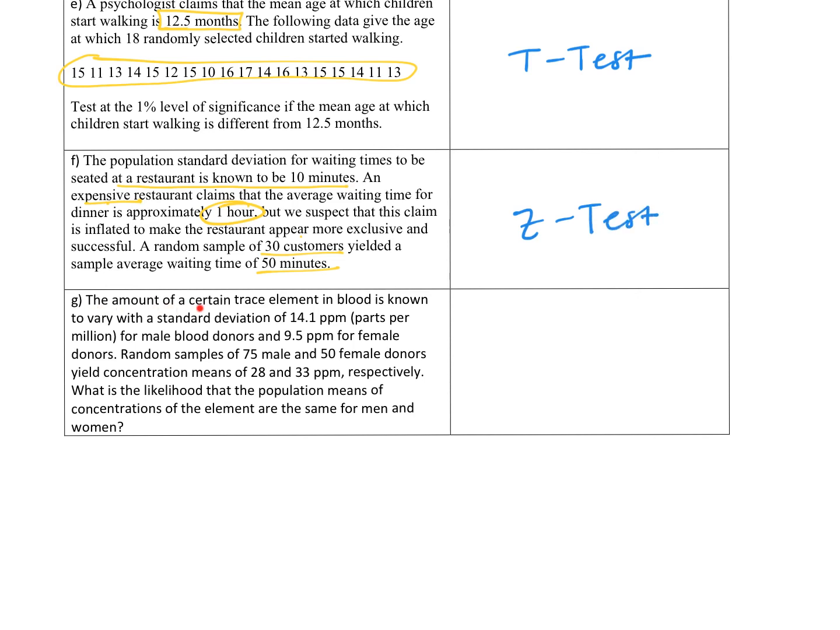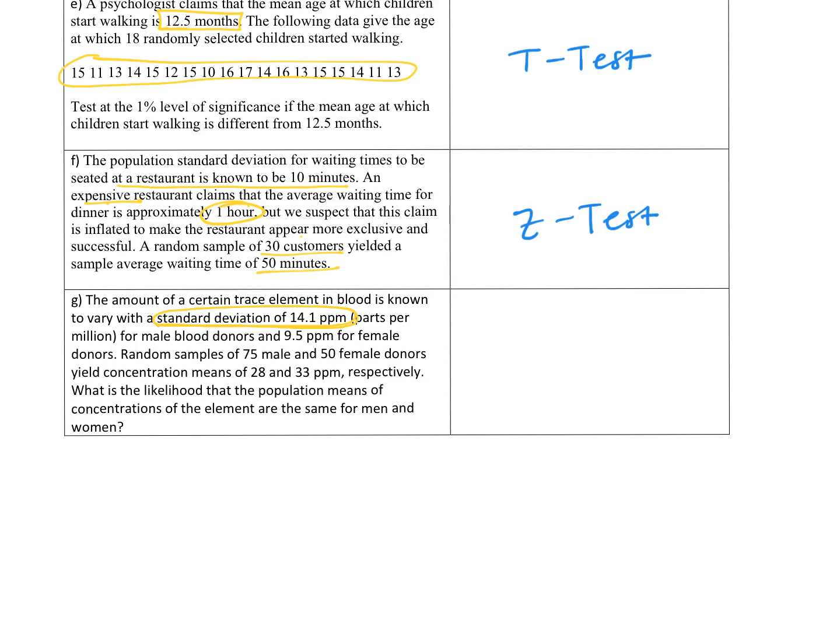Last one. The amount of a certain trace element in blood is known to vary with a standard deviation of 14.1 parts per million for male blood donors and 9.5 parts per million for female donors. Random samples of 75 males and 50 females yield concentration means of 28 and 33, respectively. What is the likelihood the population means of concentrations of the elements are the same for men and women? All right, we've got numeric data because it says sample means. This tells me right here that they are meant to vary with a standard deviation of 14.1.